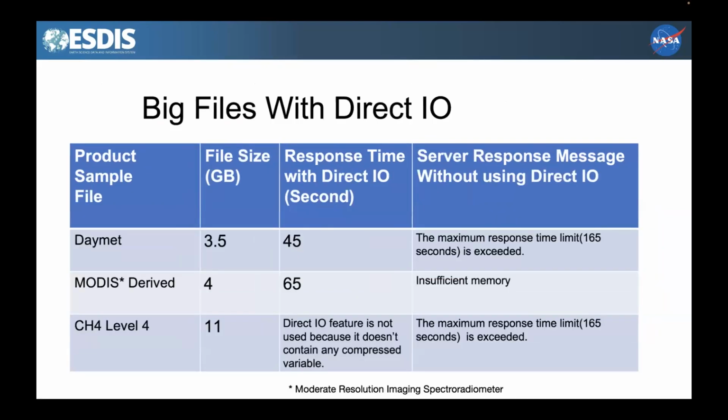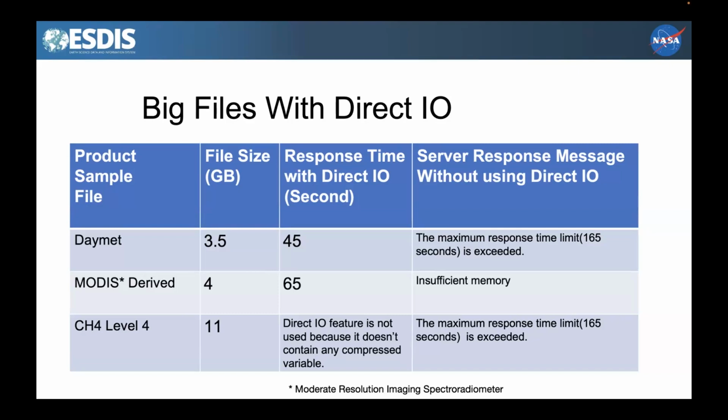So we found that for bigger files, the benefit of direct IO is even greater. I have this DayMet product that is maybe more than 3.5 gigabytes, and this MODIS derived product is 4 gigabytes. Using direct IO, we can serve the data. It takes a little bit longer, but it's a big file, and we can serve the data. But without direct IO, Hyrax cannot really deliver this service because of the time limitation and insufficient memory.